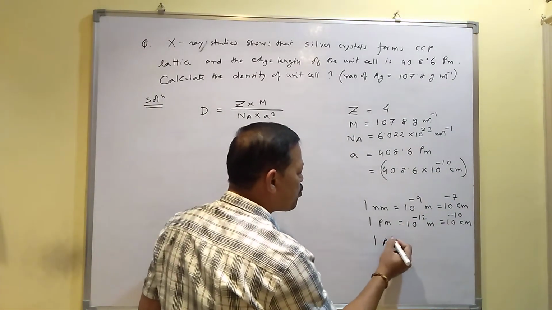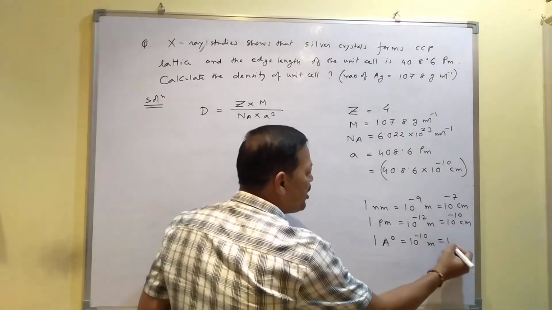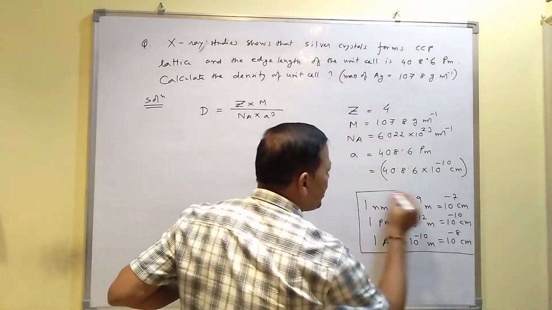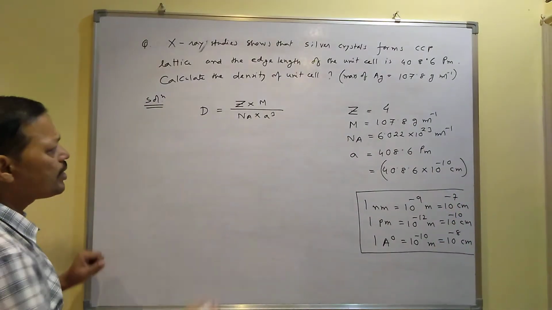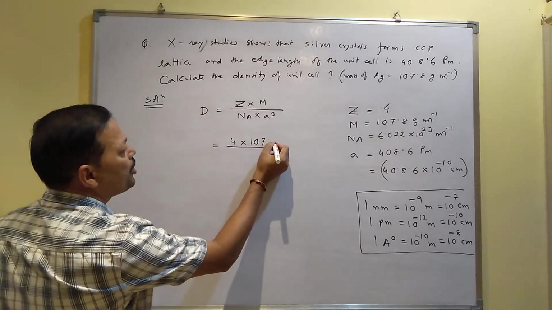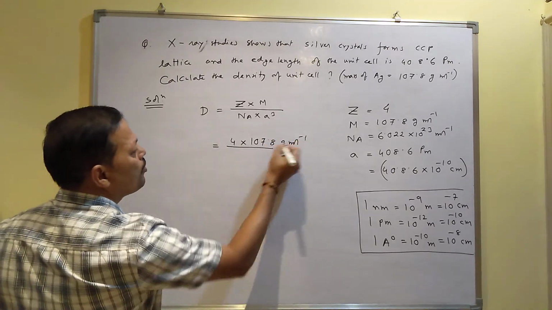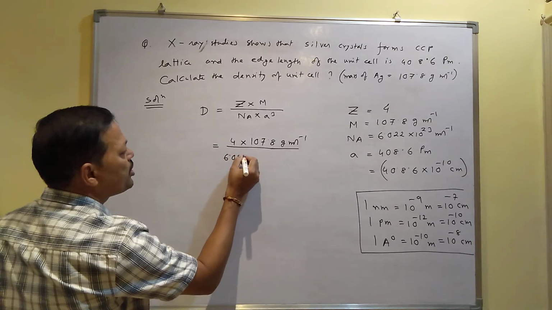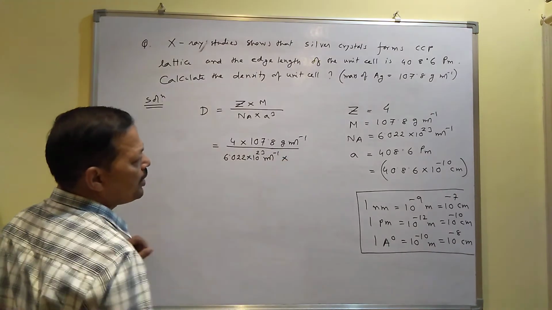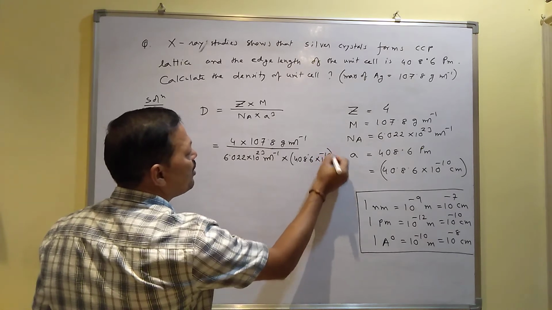Similarly, if the length is given in Angstrom, 1 Angstrom is 10 to the power minus 10 meter, and in terms of centimeter 10 to the power minus 8 centimeter. So this relationship you should know, then you can convert the length. Now you put the value. Z value is 4, 107.8 gram per mole. Avogadro's number will be 6.022 into 10 to the power 23. Its unit is per mole, into edge length is given, 408.6 into 10 to the power minus 10.